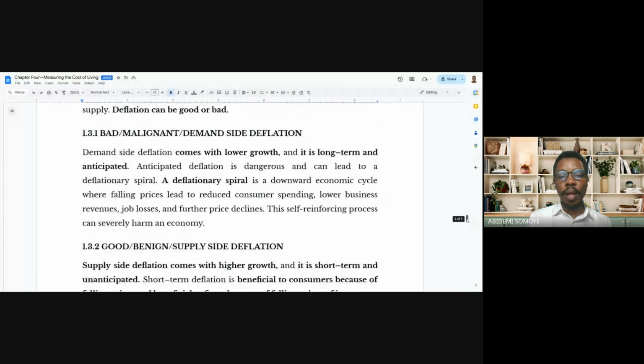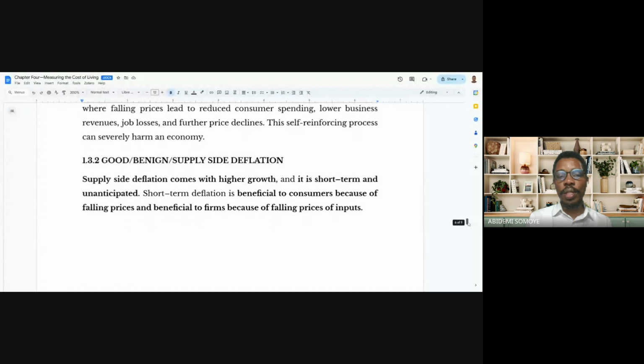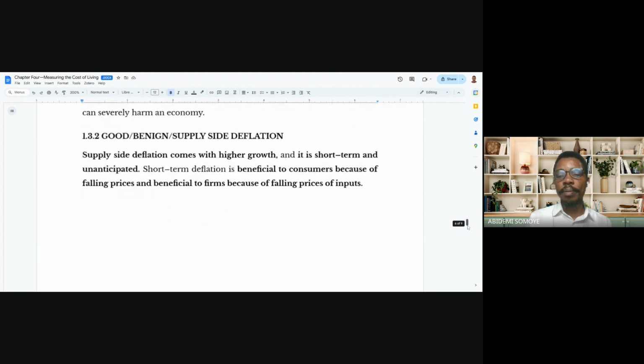We're going to take a look at the graph. What about good deflation? For good deflation, we can call it benign deflation. We can call it supply side deflation. Supply side deflation comes with higher growth and it is short-term and unanticipated. Short-term deflation is beneficial to consumers because of falling prices, and beneficial to firms because of falling prices of inputs. All right, so let's look at the graph.